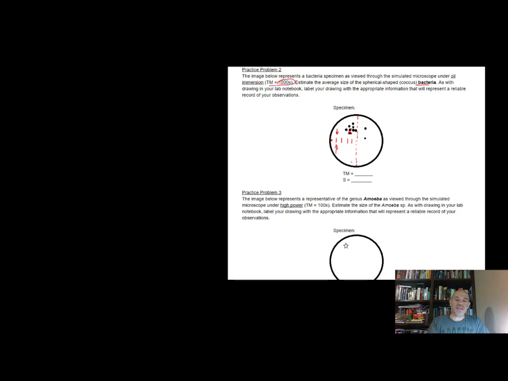Okay? And then there's one more, which is practice problem 3, which is an amoeba. So you label amoeba, and this one is under, it says high-powered, but then it says 100. So that's not high power. This should say low power. So we want to make sure we fix that. I'm going to try to fix that on the handout before you download it tonight, before you see it tomorrow or the next day. And so let me go ahead and fix that for you.